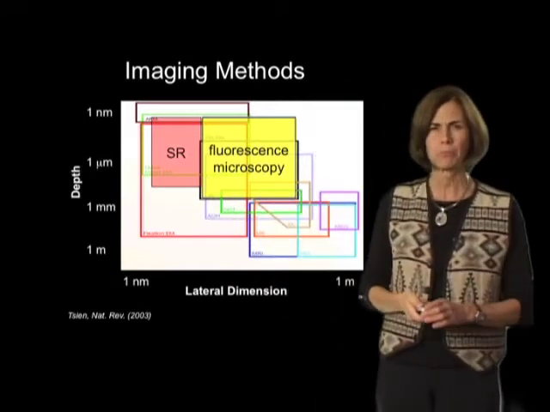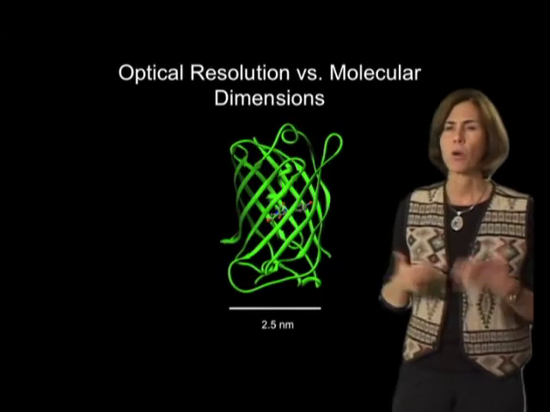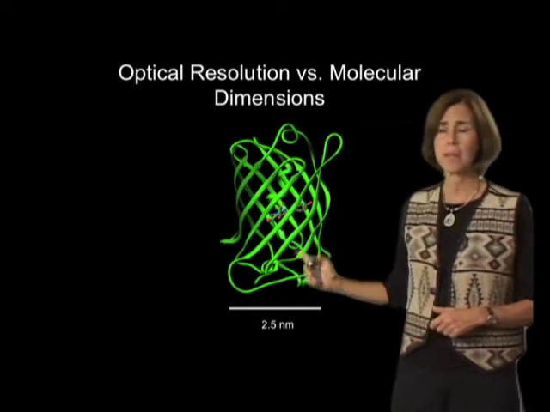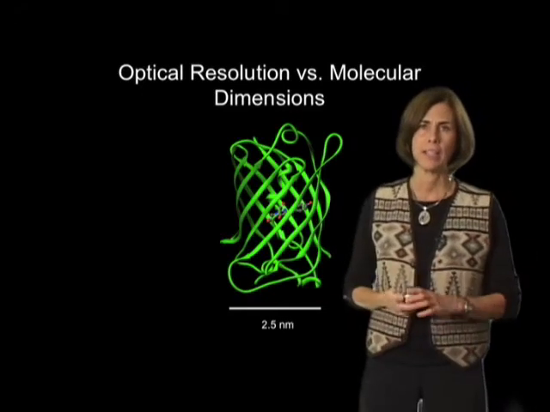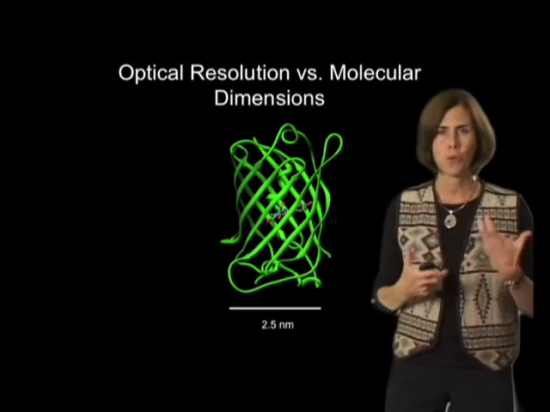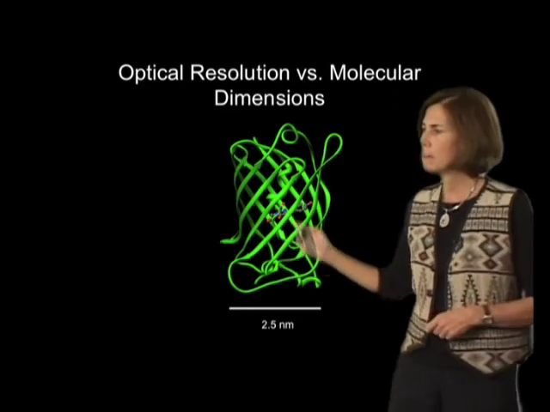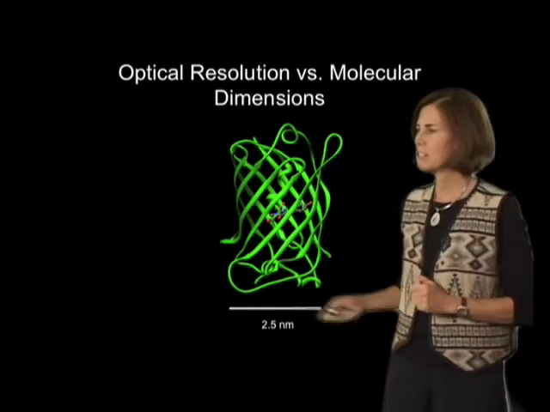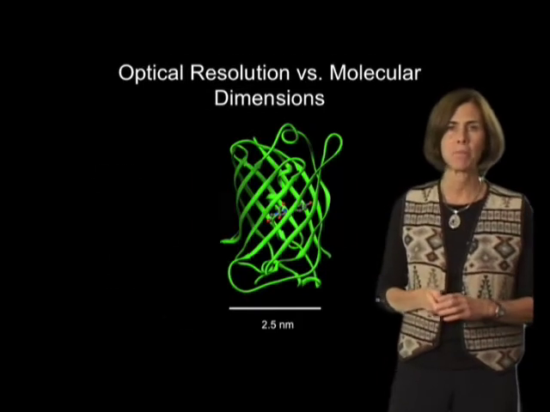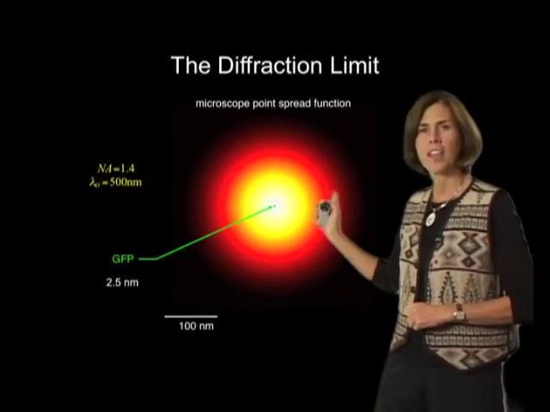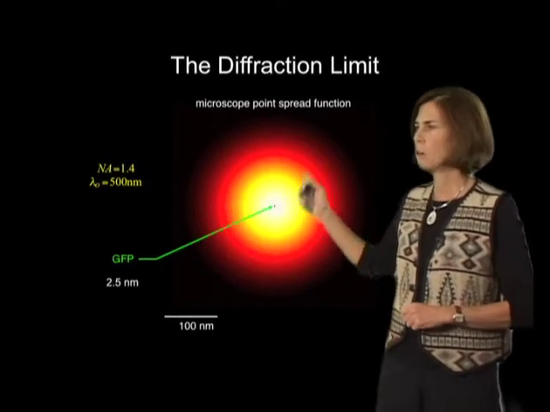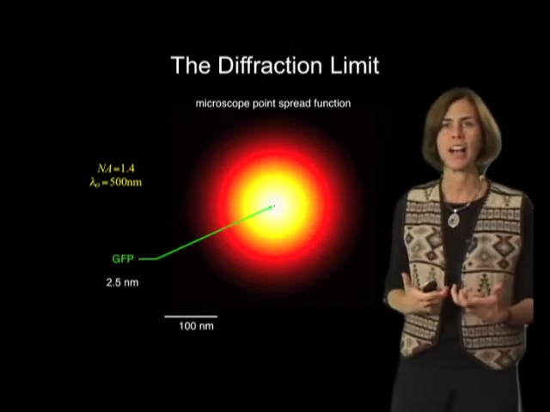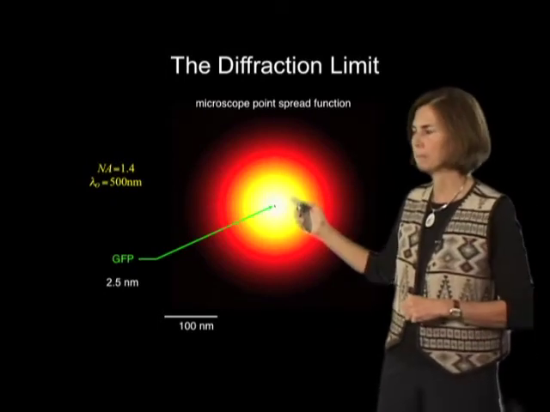Now, why has there been a problem for imaging objects as small as things like GFP, which is about 2.5 nanometers in diameter? Well, the problem is the diffraction limit of light. If we image a single molecule of GFP through a microscope, what one sees is not a single 2.5 nanometer spot. Instead, what you see is a very large blurry spot called the microscope point spread function that is 100 times the size of the single molecule of GFP.